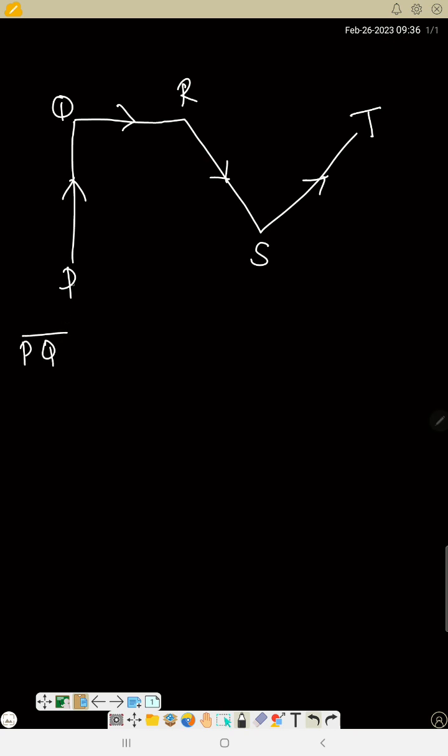If we follow the arrow, that is PQ, like the way the arrow is moving, plus vector QR, that is QR, plus vector RS, so like that, plus vector ST. Now what is the resultant of this vector?